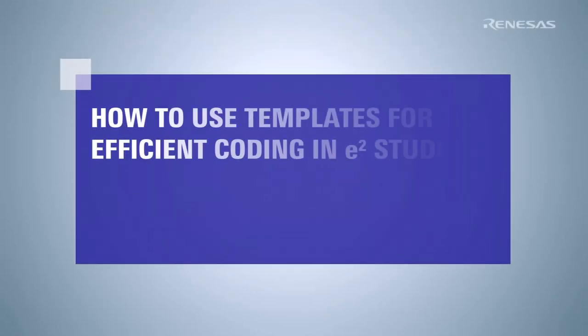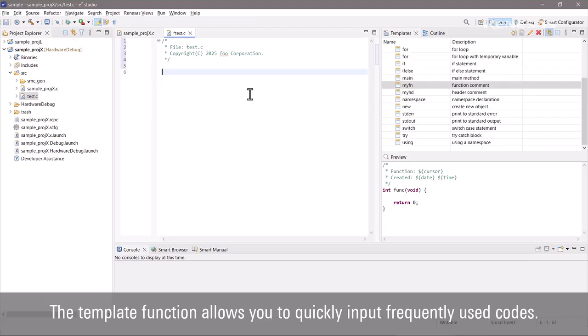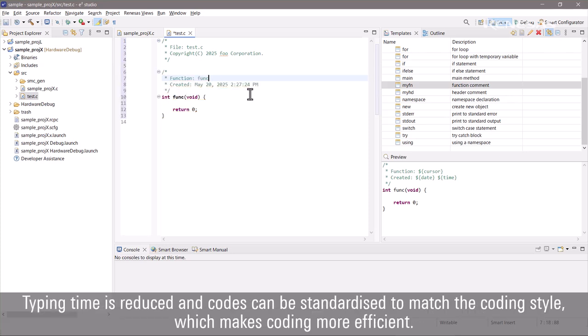This video demonstrates how to utilize the template functionality to code efficiently in eSquare Studio. The template function allows you to quickly input frequently used codes. Typing time is reduced and codes can be standardized to match the coding style, which makes coding more efficient.